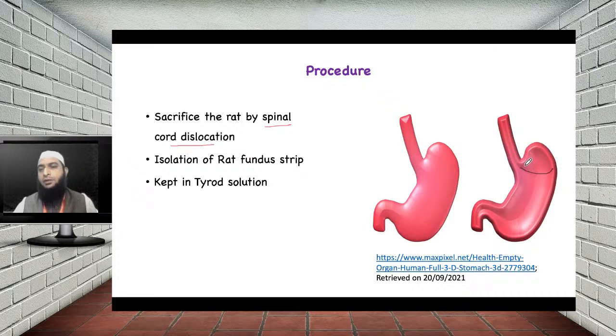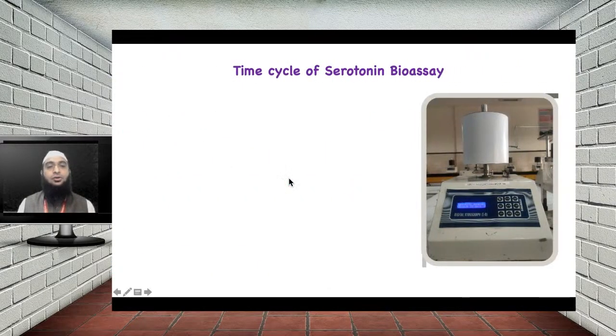Okay, so now you can cut this part of the stomach, remove this portion, and make a number of strips. For example, this can be one strip. Then you can make a second strip, isolate it, and keep it in a thyroid solution, because that is the physiological salt solution needed to keep the tissue alive. After that you have to mount that particular tissue in a tissue organ bag. So we'll see the remaining procedure later on.